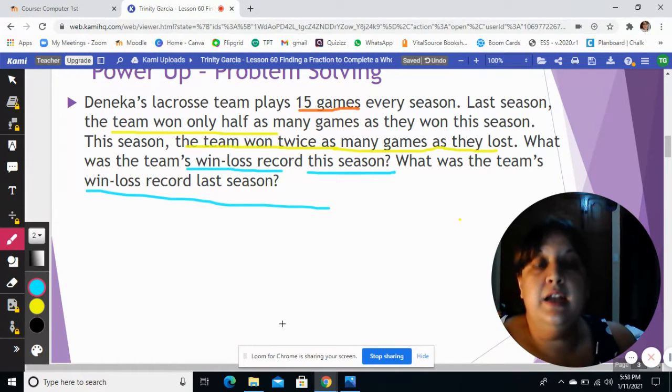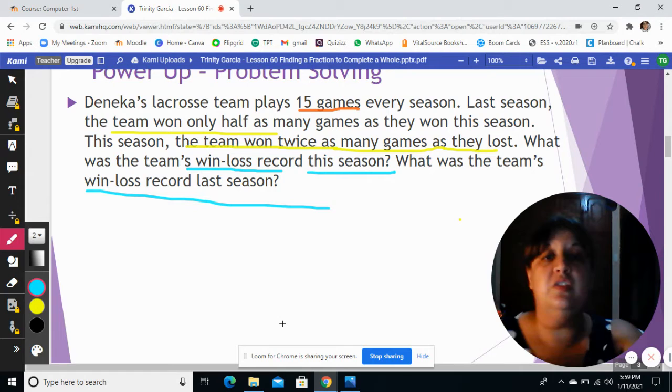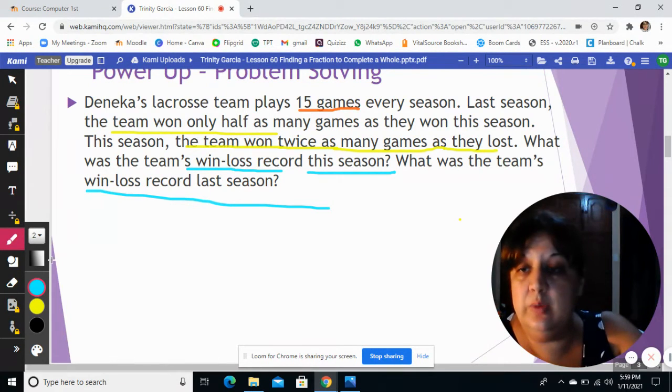So what kind of problem-solving strategy could we use to solve this problem? First we understand, we just did that. Now we need a plan, and our plan is that we could guess and check. I know that doesn't sound like a plan, but it really is. We're going to guess and check the number of wins and losses, and we're going to use logical reasoning, because logical reasoning tells us that the sum of the wins and losses is going to be equal to 15 games, which is the only number that we were given to work with.